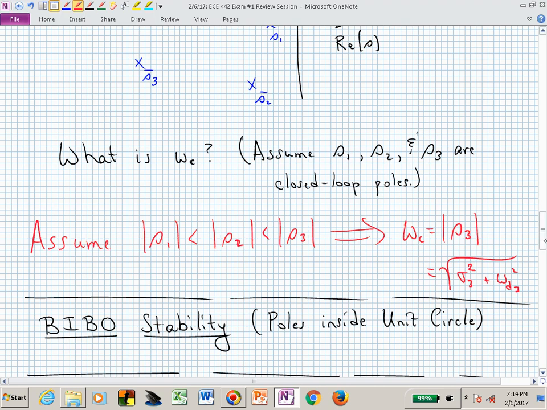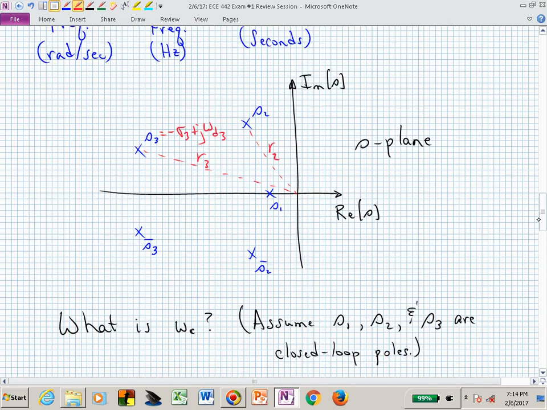What was S sub 1 again? What did we call this one? That was the dominant one, wasn't it? And this one, by the assumption, was the fastest. This one is actually the slowest. I want you to get that concept in the S-plane, because we'll start talking about that same thing in the Z-plane.